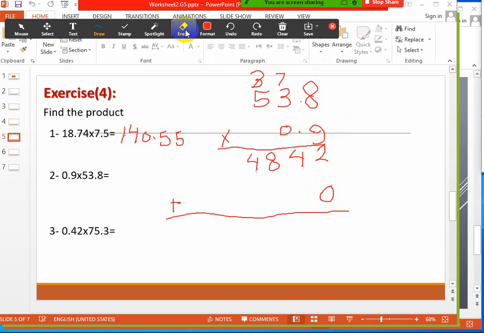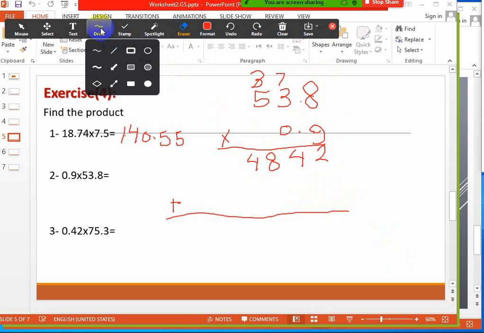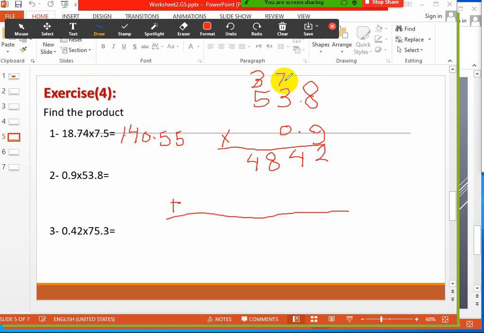Now there is no 0 because there is no number. What about the decimal point now? Emma, I have 1 digit here and 1 digit here. So I have 2 digits after the point. Very good. Between 8 and 4. So it will be 48.42. This is the answer. Thank you, Emma.